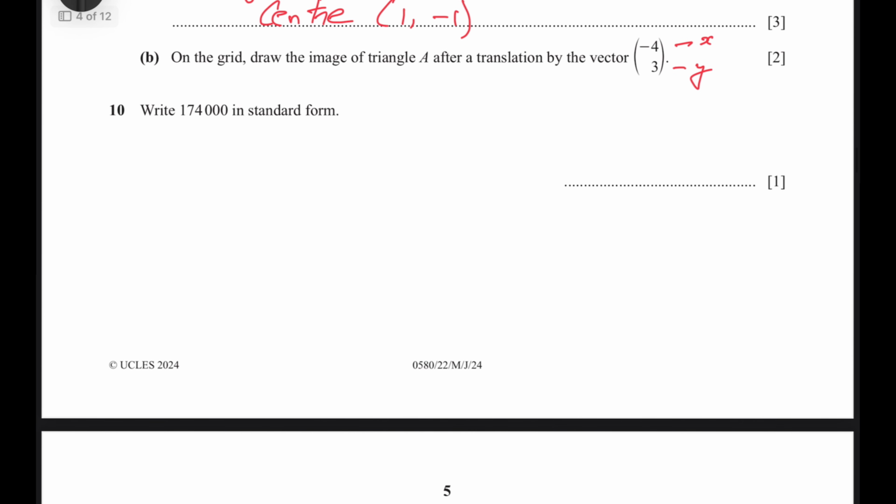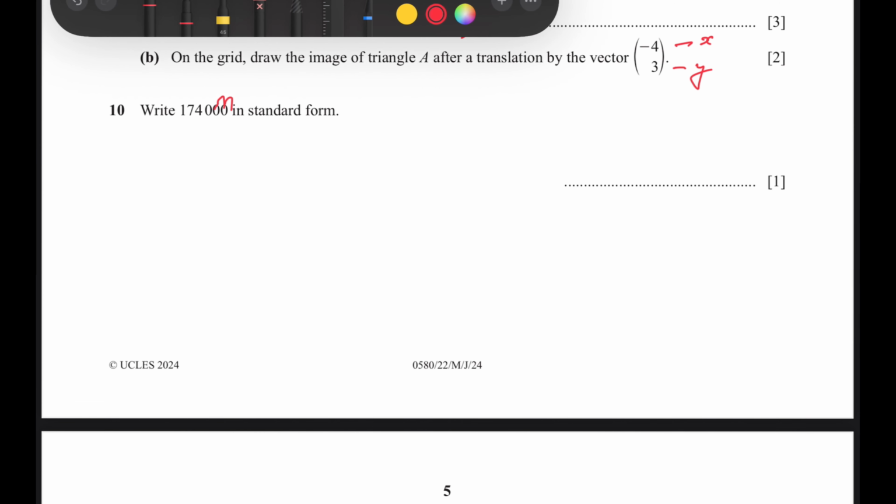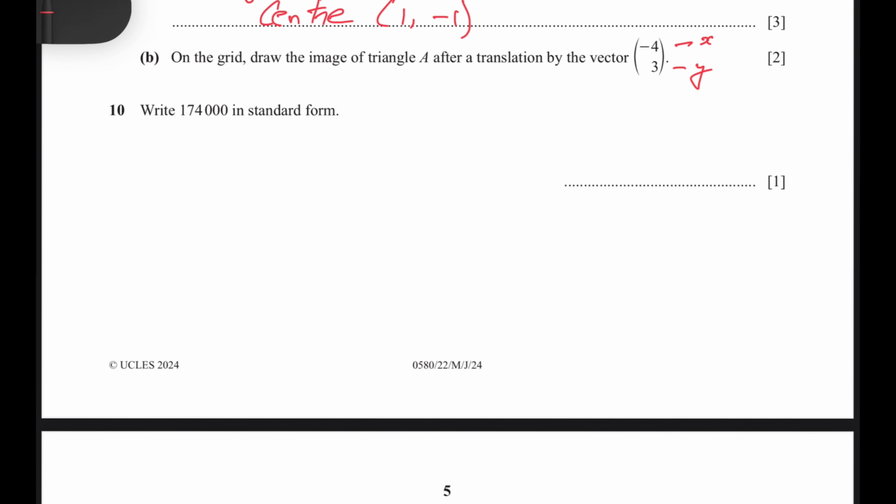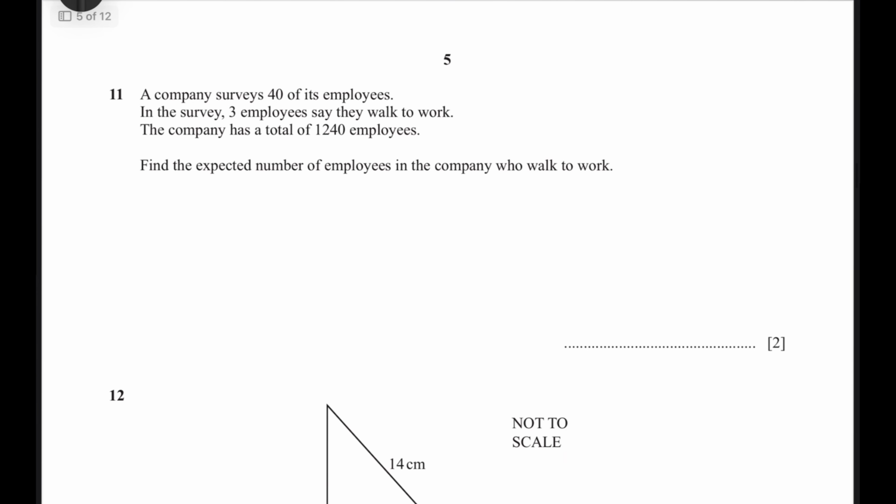10th one, write this in standard form. Okay, we know that we have to count from here. Sorry, it's not like that. So yeah, start from here. So this is 1, 2, 3, 4, 5. So which is 1.74 into 10 to the power 5. Easy. Okay, 11th.